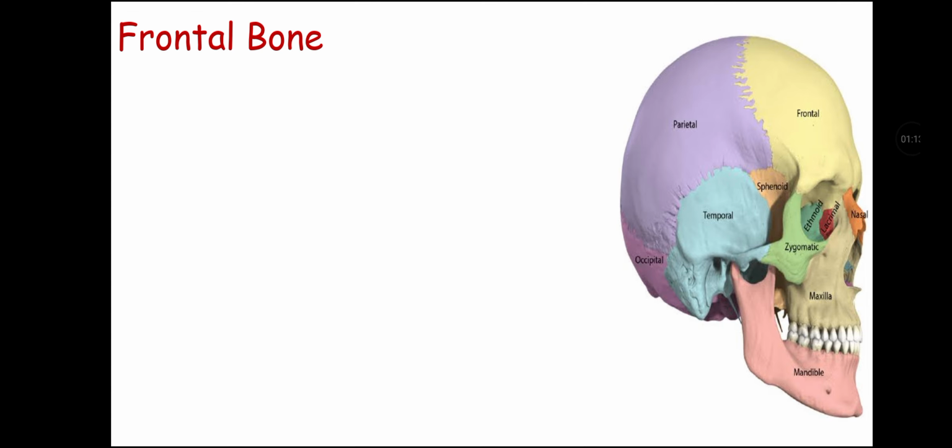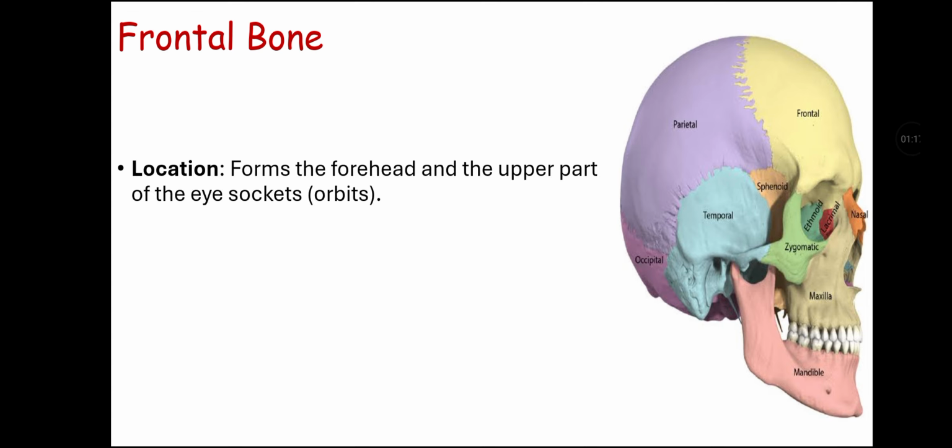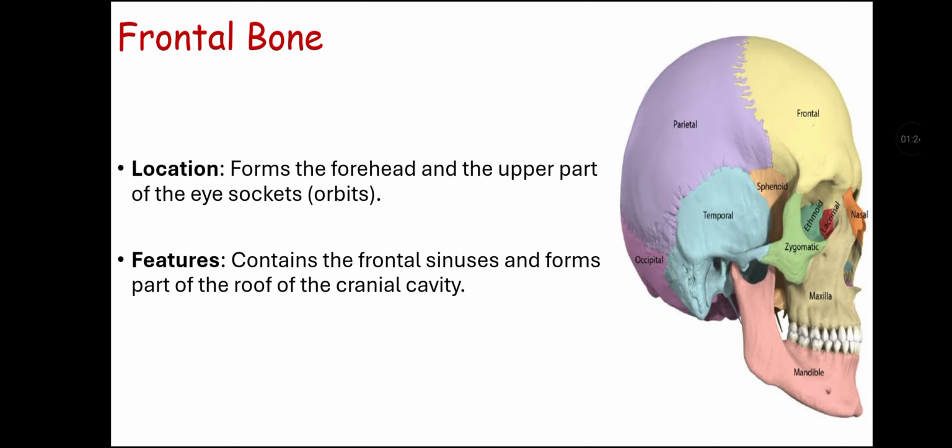First we have is frontal bone. As you can see here in the diagram, the yellow color bone is the frontal bone. It forms the forehead and upper part of the eye socket, as you can see here in the diagram. It contains the frontal sinuses and form part of the roof of cranial cavity. Its function is to protect the frontal lobes of brain and it also provides protection to the sensory organ that is eye.